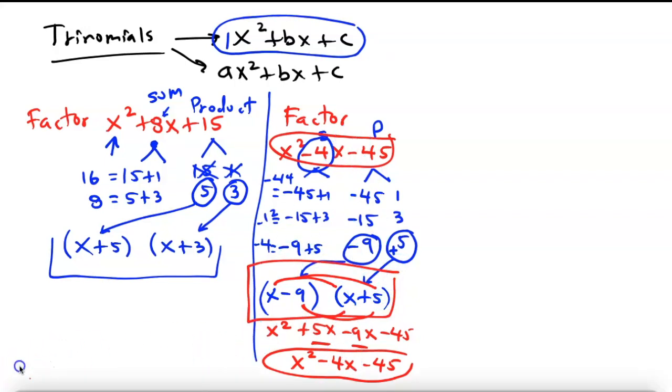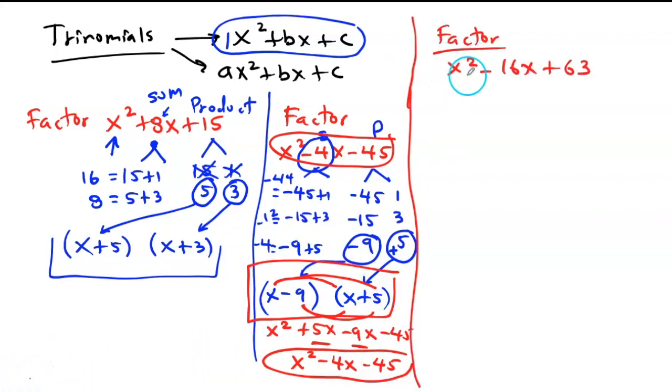Let's do one more, same idea. Trinomial: 1, 2, 3 terms. There is no number in the beginning, so you have a 1, right? You don't need to put a 1, but we know that. So let's do product and sum. The main idea is that you need to identify what we are doing. How can we factor this? Three terms, trinomial, no number in front, so you factor this way.